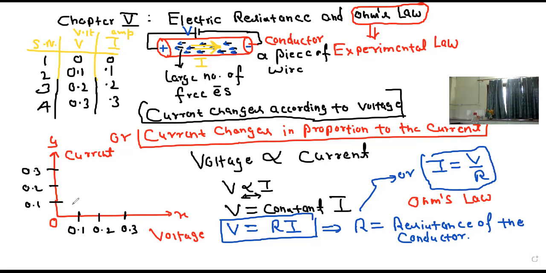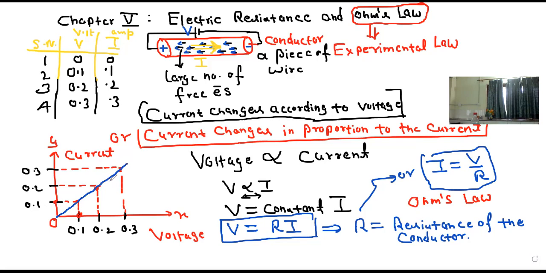So what we observe, when it is 0.1, the voltage is also 0.1. So I can just make a point over here. Similarly, when it is 0.2, the current is also 0.2. When it is 0.3, the current is also 0.3. So now by joining these points, I can draw a straight line passing through the origin.